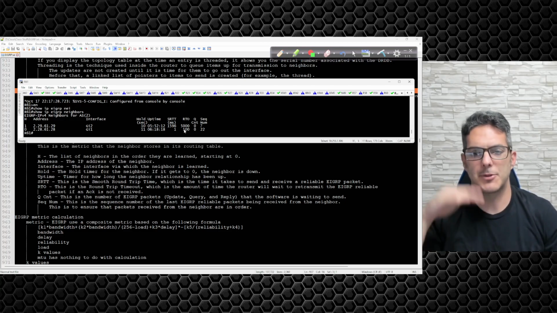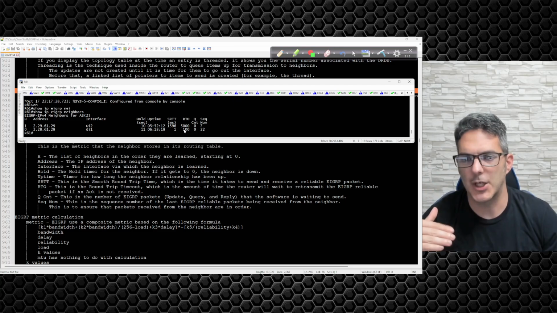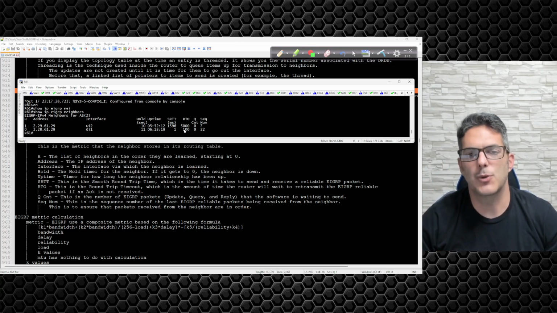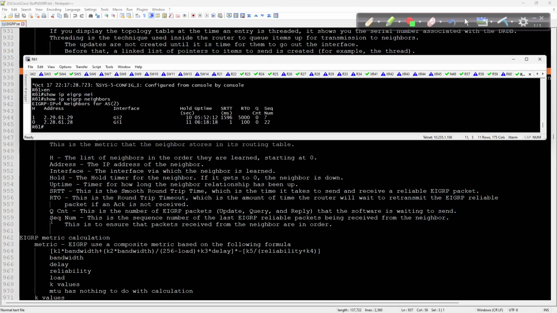If you're trying to bring up an adjacency and something else is hanging you up, just make sure that the queue count is clear. The sequence number is the sequence number of the last EIGRP packet received from the neighbor. This is to ensure that the packets received from the neighbor are in order.